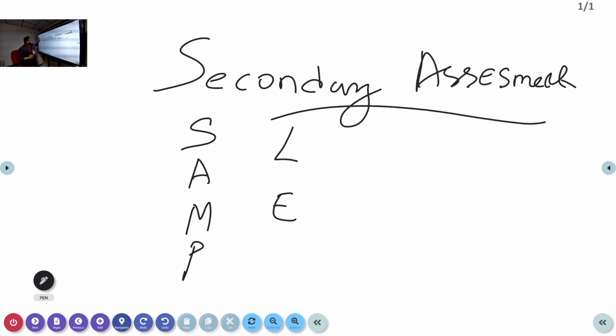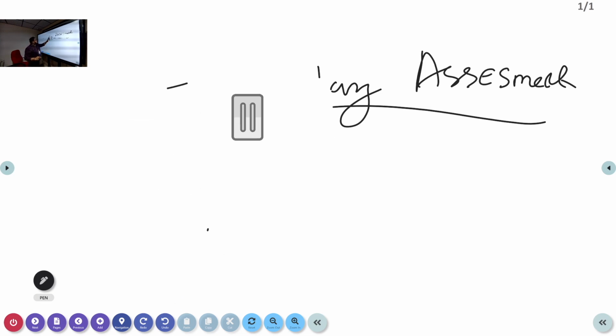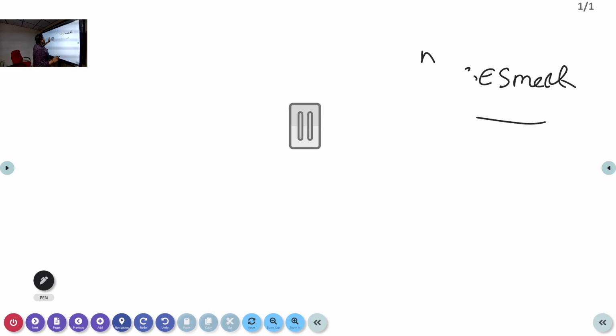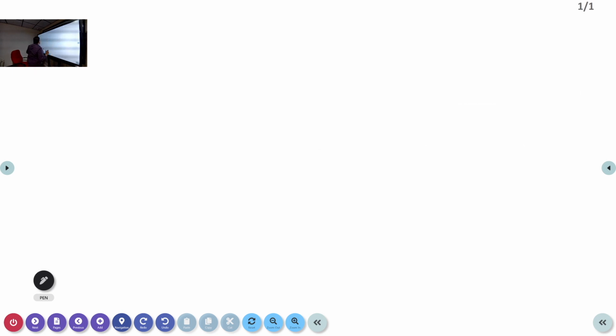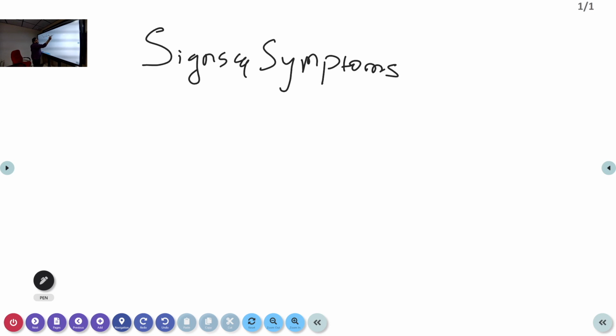So the secondary assessment, as I told, will start with the SAMPLE history, and the most important thing to remember first is the signs and symptoms. The first S stands for signs and symptoms. What are the signs and symptoms by which the child has come to you? You need to make sure what the primary symptoms are. Suppose the mother is complaining that the child had fever. I am just giving you a history: fever, and the next important complaint, cough. These are the two symptoms by which the child has come to you.